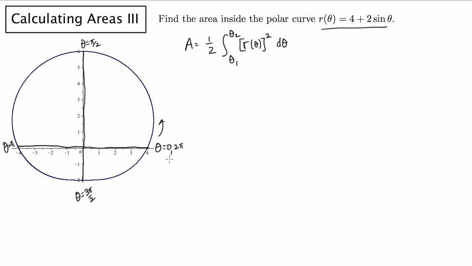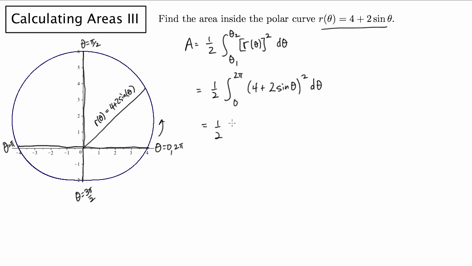So integrating from 0 to 2 pi is enough to cover the entire region where the radius at each angle is given by 4 plus 2 sine theta. In other words, as the angle changes, so does the radius. The radius is really small down here and it's largest up here. And that has to do with the sine function for this particular example. And so if we just directly plug into the formula, we have the integral from 0 to 2 pi of r of theta, remember, I need the whole thing to be squared, d theta.